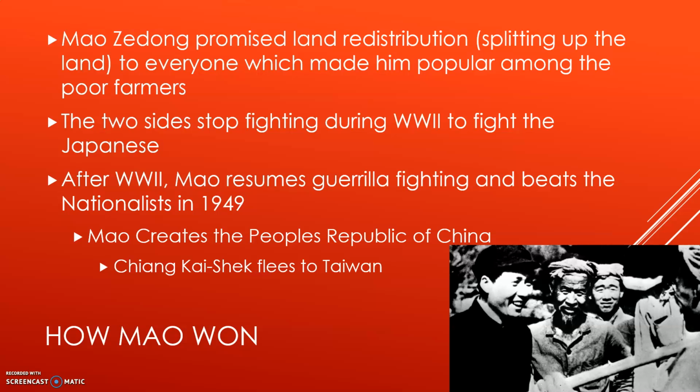Chiang Kai-shek fled to Taiwan to create a new republic there. And that was thought of by the United States and several other countries as now China. And a lot of them ignored mainland China because it was communist.